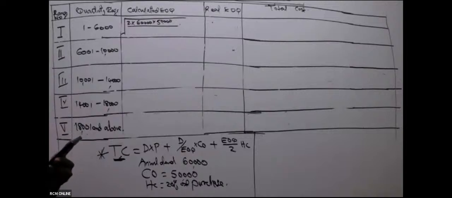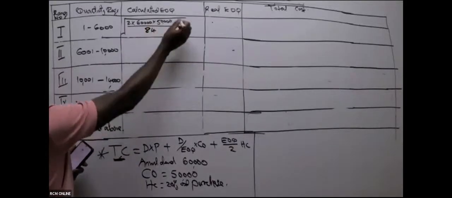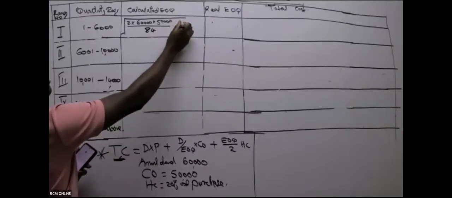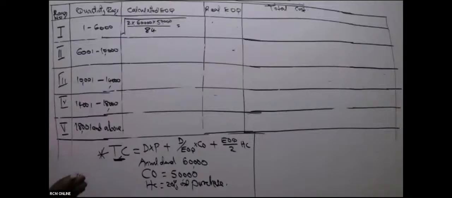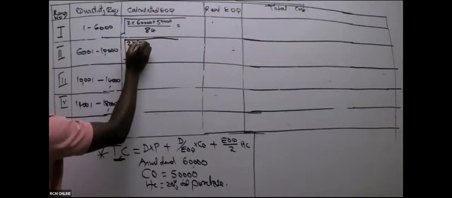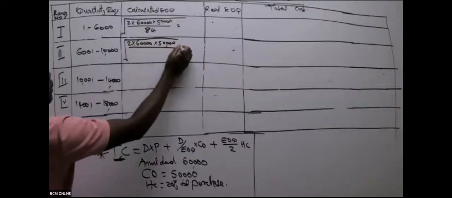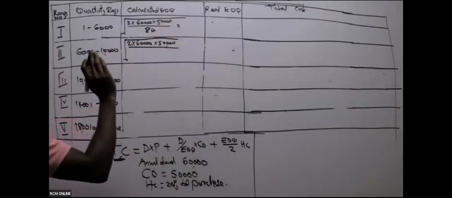The first one, can you give me 20% of 420? Let's make good use of our calculators. 20% of 420 is 84. Then go ahead and give us the calculated economic order quantity. Then we'll be doing the same down here. 2 times 60,000 times 50,000. I want you to get there, the real economic order quantity.